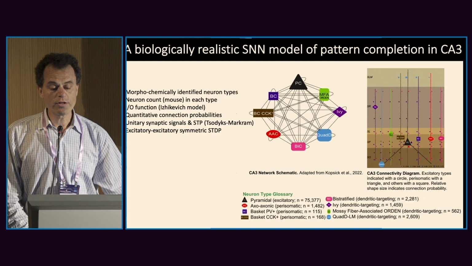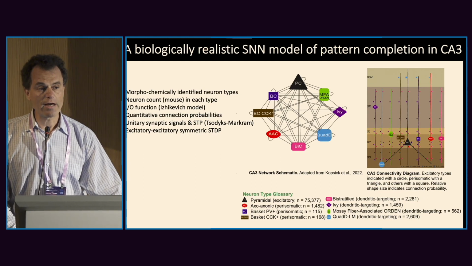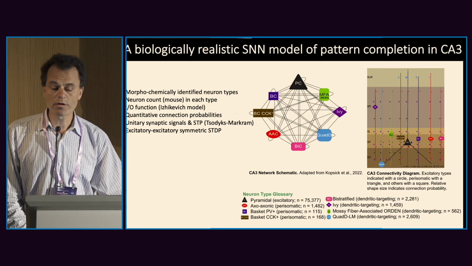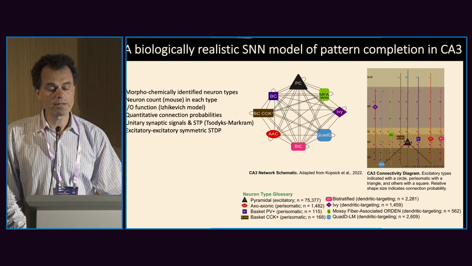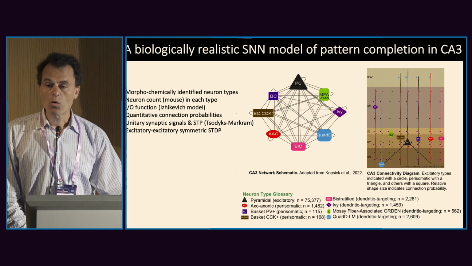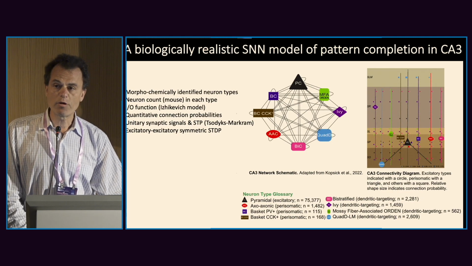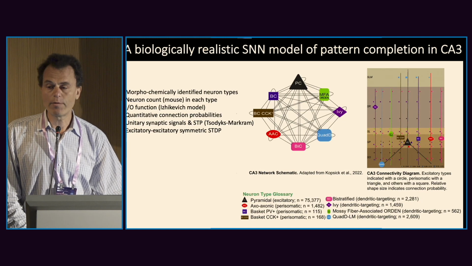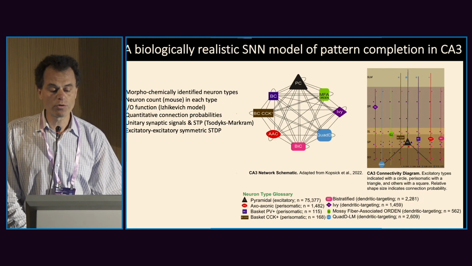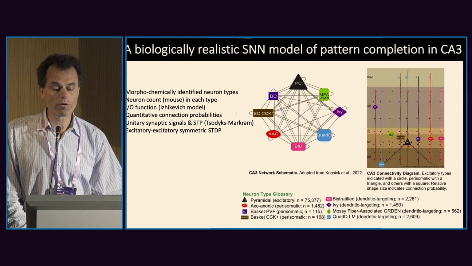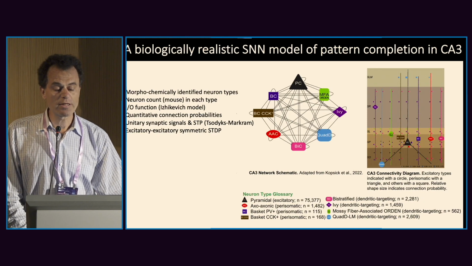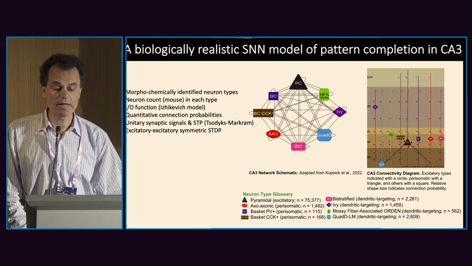And for each of these neuron types, we have the input-output function, which is modeled with a dynamical model system called Izhikevich neurons, quantitative probabilities of connection, as well as experimentally fitted synaptic physiology for the communication between neurons using the Tsodyks-Markram formalism. And finally, we have long-term plasticity in the form of Hebbian symmetric STDP between excitatory synapses.